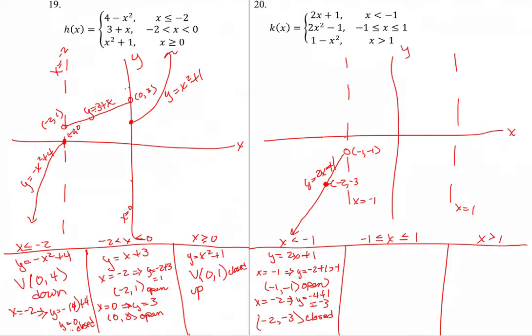All right. Here I have y equals 2x squared minus 1. So I have a vertex of (0, negative 1) that's up, and it grows faster because of the 2. Sorry, the 2 makes it grow faster.